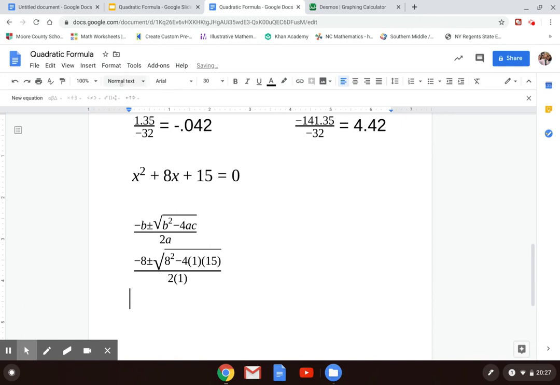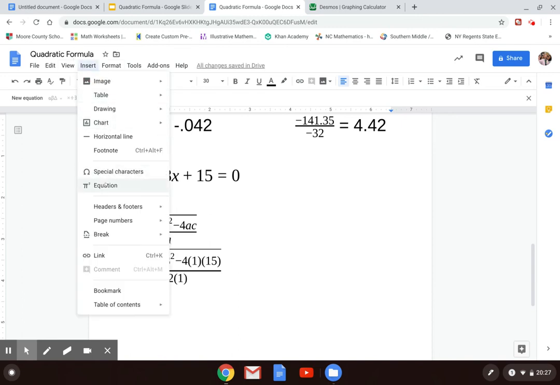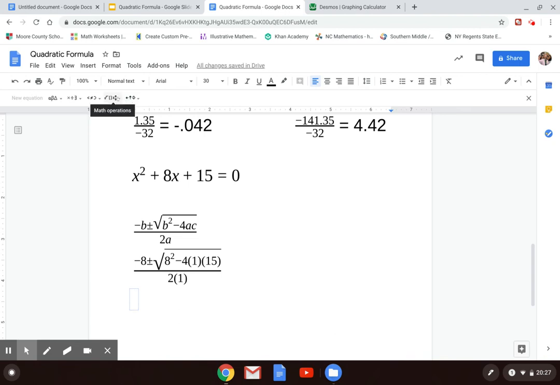All right, so now I get to my next step then. So 8 squared is going to be 64 minus, so 4 times 15, because 4 times 1 is 4, so 4 times 15 is going to give me 60. And then all of that's going to be over 2 times 1, which is 2. All right.